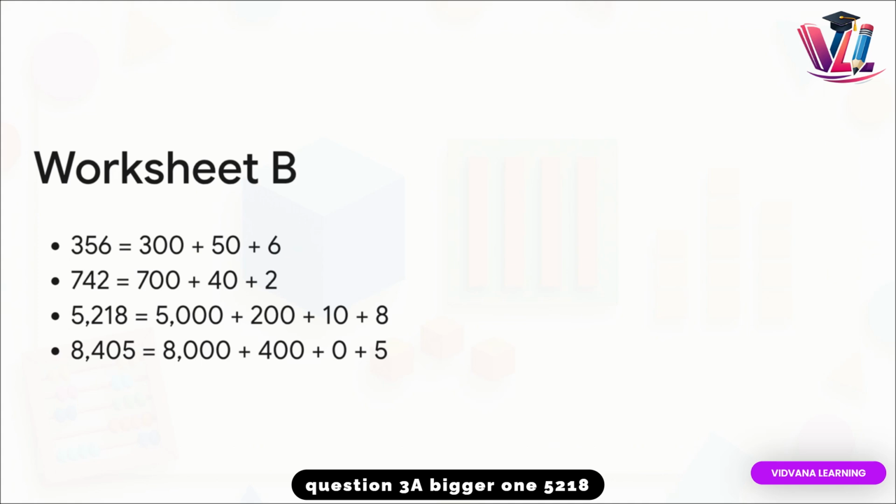Okay, question 3, a bigger one. 5,218 equals, take your time, it's 5,000 plus 200 plus 10 plus 8. And question 4, 8,405 equals, any guesses? It's 8,000 plus 400 plus 0 plus 5. See how that 0 stepped in to hold the tens place?